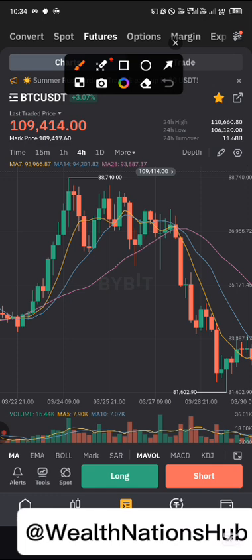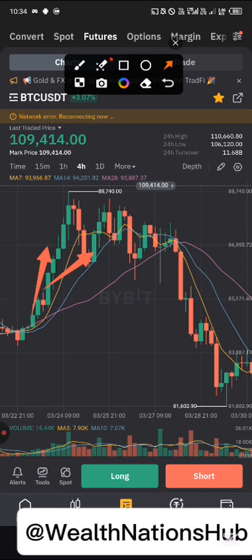The buyers are losing strength. So what do you do as a trader? When the double top is being formed, this is one and this is two. Then you are going to enter a short trade, or a sell trade. When this pattern is being formed, you enter a short trade.